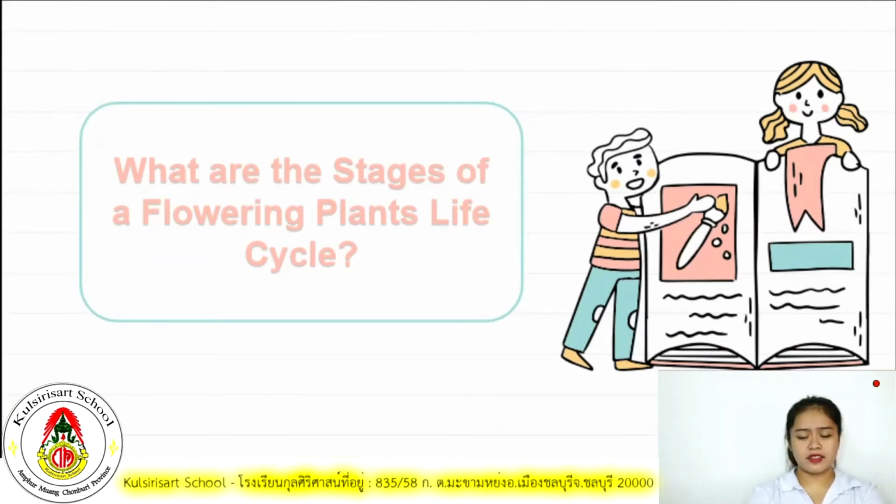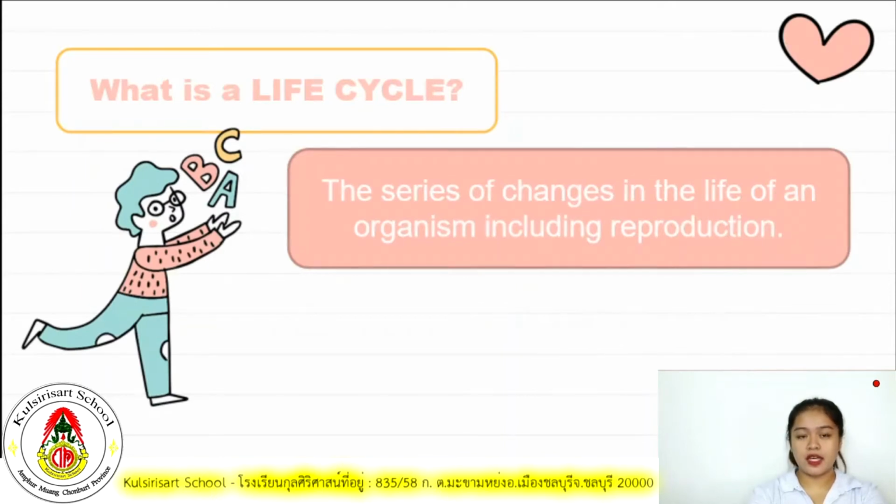So what are the stages of a flowering plant's life cycle? Are you familiar with it? Alright, let's discuss it together. But before we proceed, let's define what a life cycle is. A life cycle is the series of changes in the life of an organism, including reproduction. Did you get it? Very good.